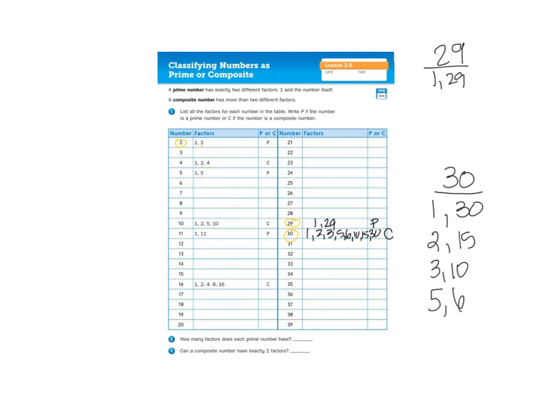Go ahead and continue to work on this page. Don't forget to do the bottom 2 questions. How many factors does each prime number have? Keyword is prime. And the next question is, can a composite number have exactly 2 factors? Think about those questions and answer them. When you're done, I would like you to take a picture and send it in the assignment.